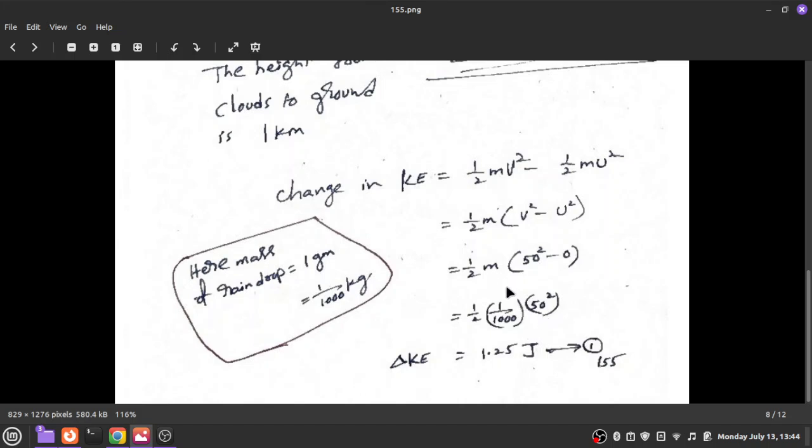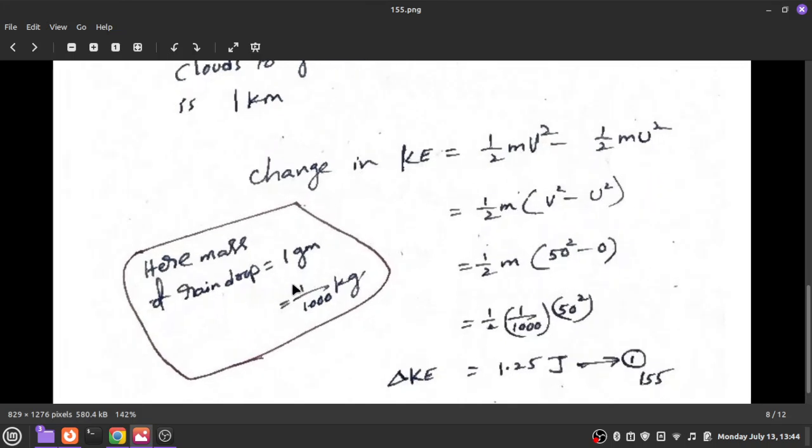V is 50. But what about mass? The mass of the raindrop is 1 gram. 1 gram is equal to 1/1000 kg. Therefore, in place of m, I have substituted 1/1000. And so the change in kinetic energy is 1.25 joules. You know that the unit of energy is joules.